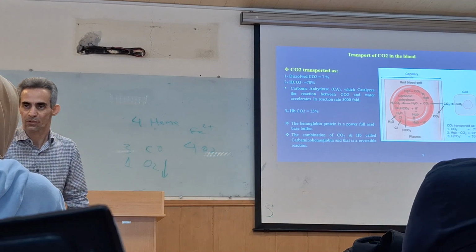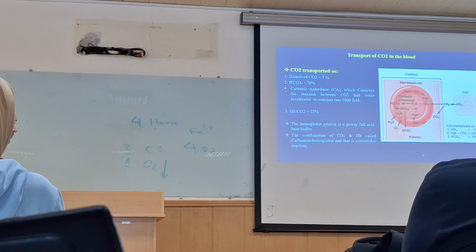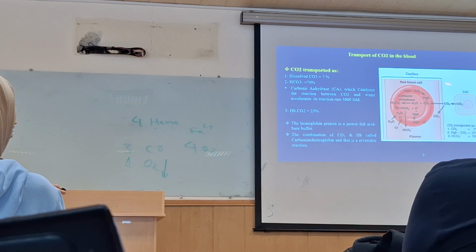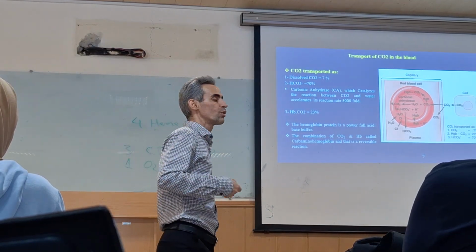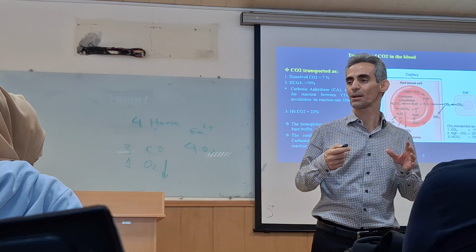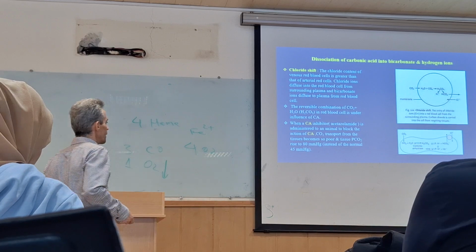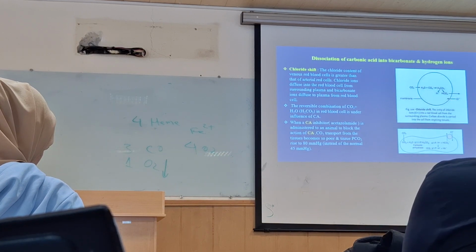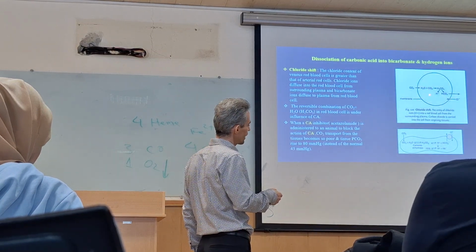In which part of the blood? Venous blood. But this bicarbonate is replaced by another anion. This anion is chloride. Chloride goes inside of the red blood cell. This phenomenon, or this process, is named chloride shift. Chloride shift is a mechanism during carbon dioxide transportation.